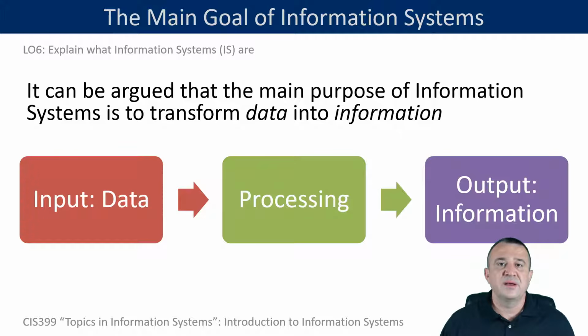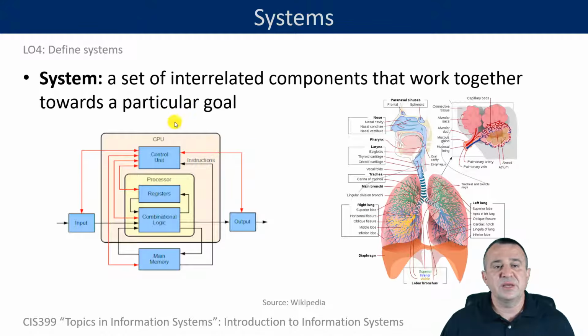So once again, we're trying to define what information systems are. We already explained what we mean by data and information, so let's talk about systems. Typically, a system is defined as a set of interrelated components that work together towards a particular goal. Systems can be technical and non-technical. For example, systems can be social or biological, right?